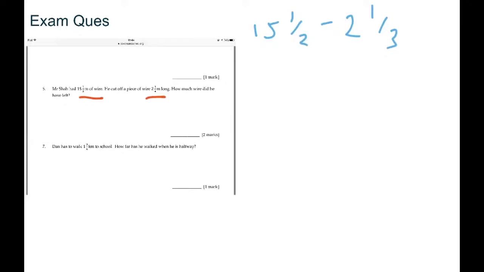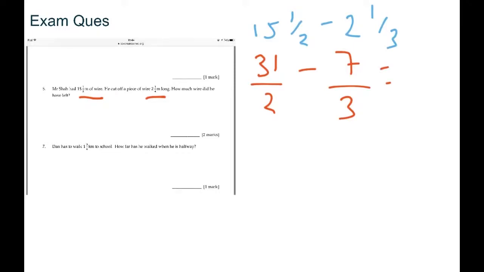And they've tried to make it a little bit more difficult by giving you a mixed number. So what can we do first? Well, we know how to go from a mixed number to a top-heavy fraction. So let's do that. Well, 15 times 2 is 30, plus 1 is 31, so we've got 31 over the original denominator, which is 2, so 31 over 2, take away. 2 times 3 is 6, plus the numerator 1, which is 7, over the original denominator, which is 3. So 31 over 2 minus 7 over 3.